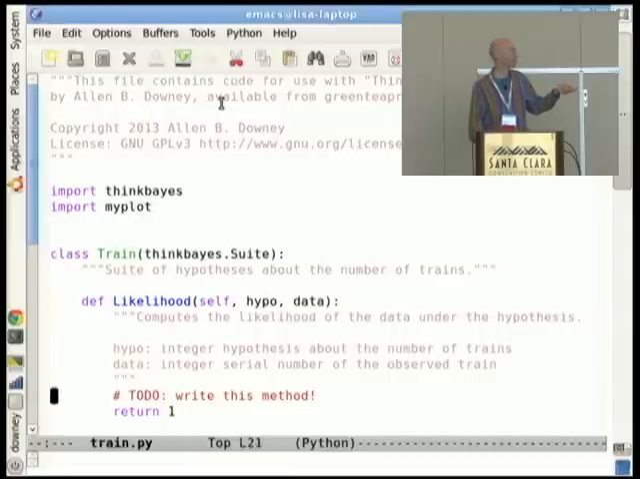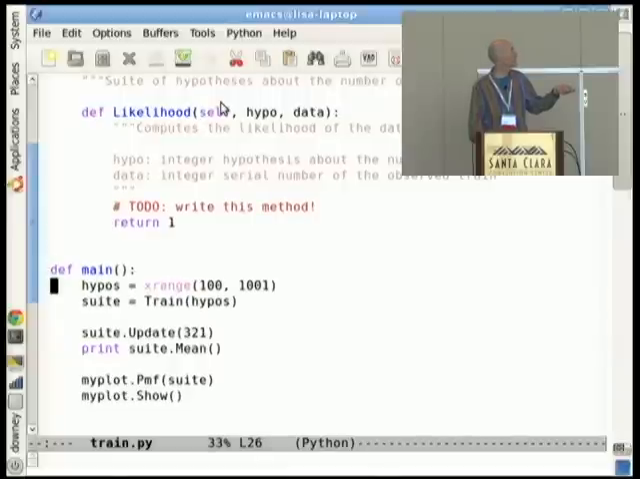You have to fill in the likelihood function. And now here's the structure for doing the update. My range of hypotheses is from 100 to 1,000. I'm going to create a suite that contains those hypotheses, update it with train number 321, and then make a plot that shows what the posterior PMF looks like.